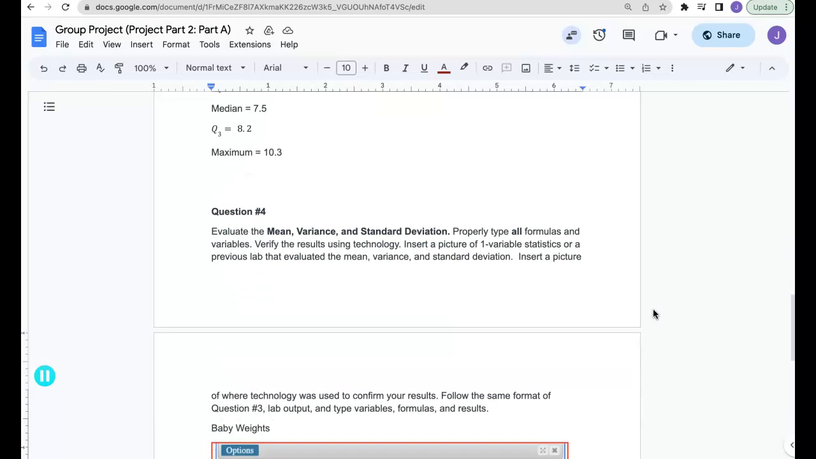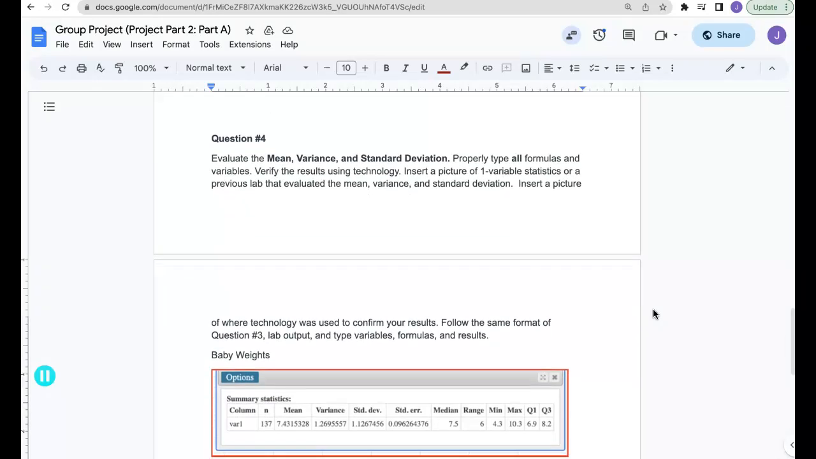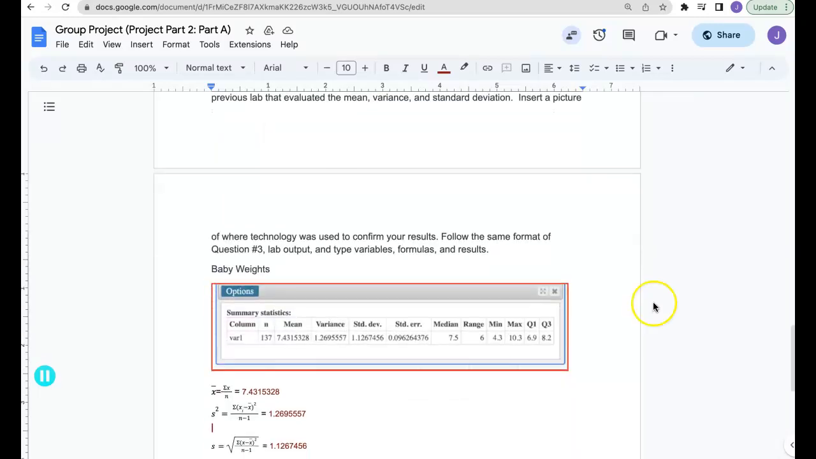Question 4 says, evaluate the mean, variance, and standard deviation, properly type all formulas and variables, verify the results using technology, insert a picture of one variable statistics or a previous lab that evaluated the mean, variance, and standard deviation. Insert a picture of where technology was used to confirm your results. Follow the same format of question 3, lab output, and type variables, formulas, and results.